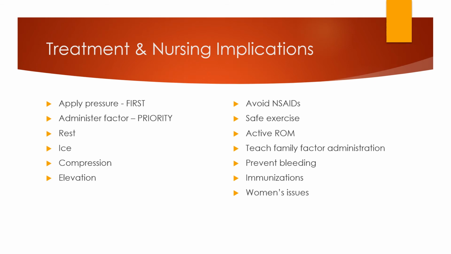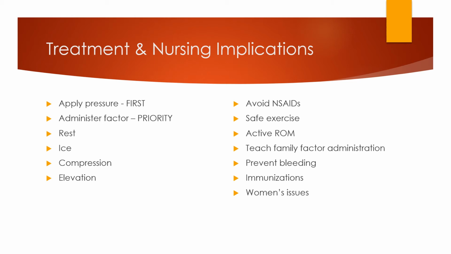So how are we going to treat our patients with hemophilia and with bleeding conditions? Like we talked about previously, apply pressure. We have to apply pressure first. It's not going to do any good if your patient has an active bleed and they're bleeding out of an extremity. So the patient is a hemophiliac, they cut their arm and they've got blood coming out of their arm. It's not going to do us any good to give them the factor if this blood is continuing to come out of their arm. So we have to apply the pressure first.